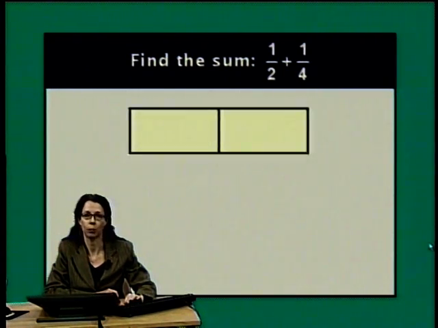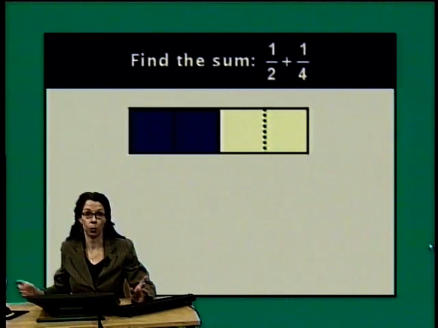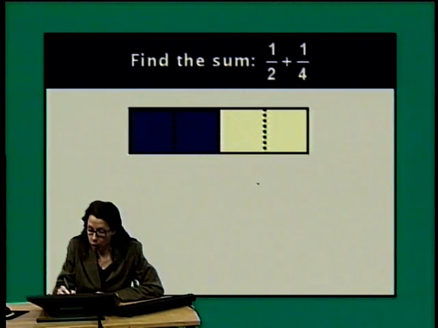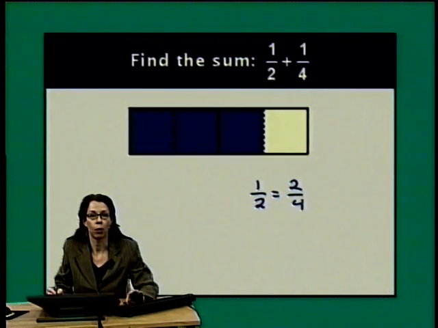So here's a fraction bar divided into 2 equal pieces. Here's 1/2 of that fraction bar. We need to add to this 1/4. Well, it's very easy to get quarters out of this fraction bar. We just divide each half in half again. So one of the things we notice right here is that 1/2 is the same as 2/4. Now when we add 1/4, we're left with 3/4.